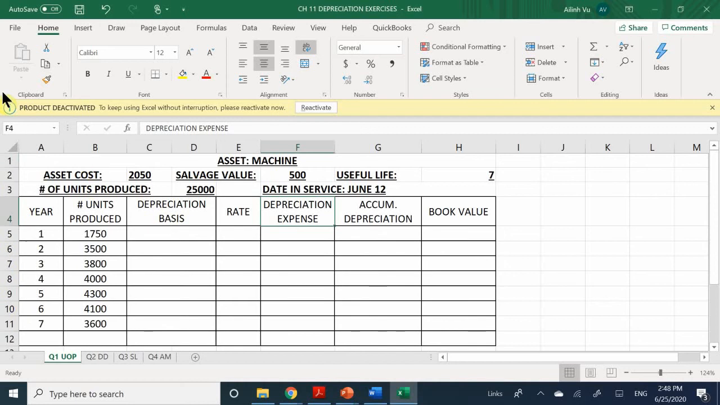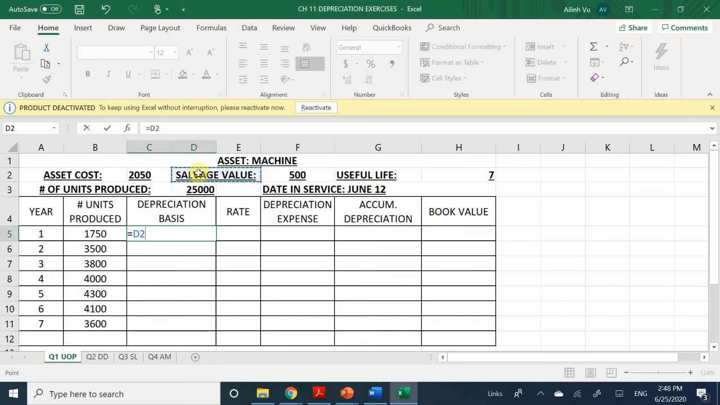So in this case, I want to solve for my depreciation basis, which is going to be what? The asset value minus the salvage value. Oops, I hit the wrong box. So I'm going to type equals and select my 2,050, and minus my 500. And I should get 1,550. Yes. Okay, 1,550.